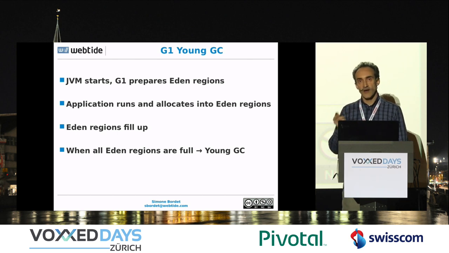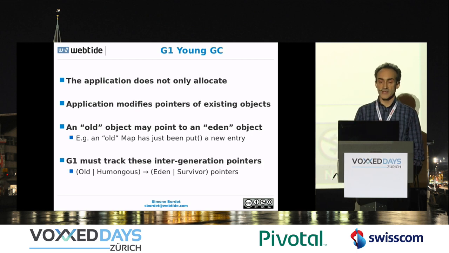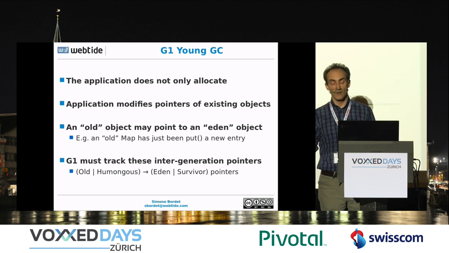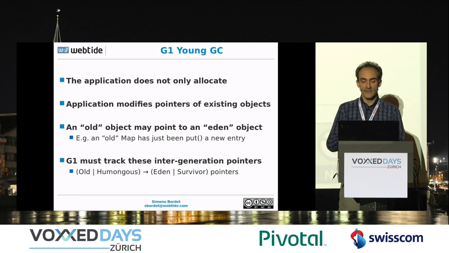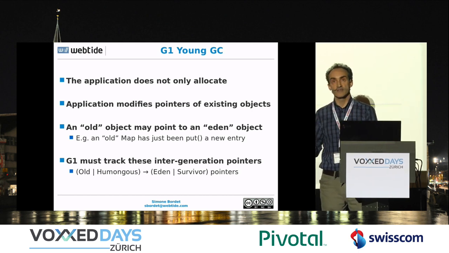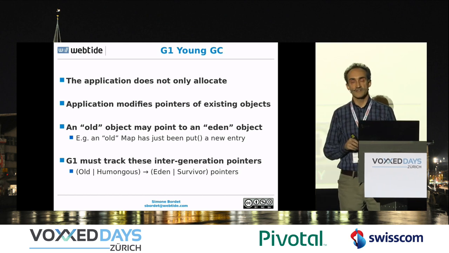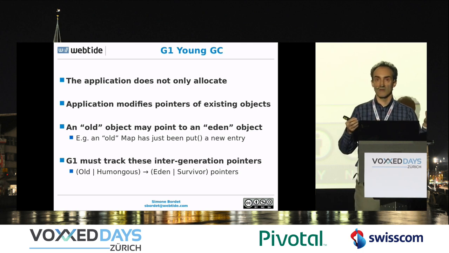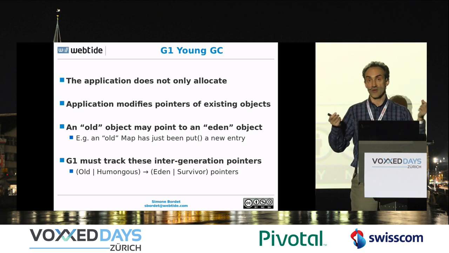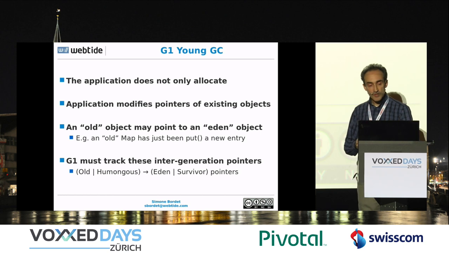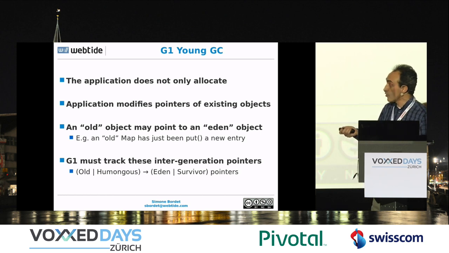However, allocating is not the only thing that your application does. The other thing that your application does is to modify existing pointers. So one big question was, okay, let's assume that there is an object in an old region that points to an object in the Eden region. A typical case is a map that you allocate at the very beginning of your application. And then later in the life cycle of your application, you insert a new object in that particular map. So the map has lived long enough to go into an old region. But the new map entry is going to be allocated right now into an Eden region. So you have a pointer that goes from an old region to a young region. And so G1 must track these intergenerational pointers. It has to track them from old or humongous, remember this could be an array, into Eden or survivor.